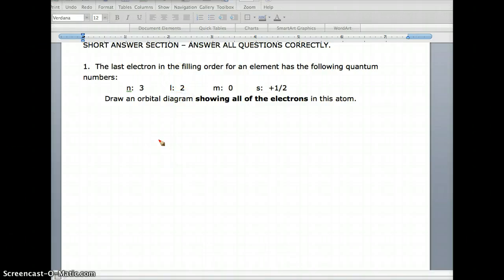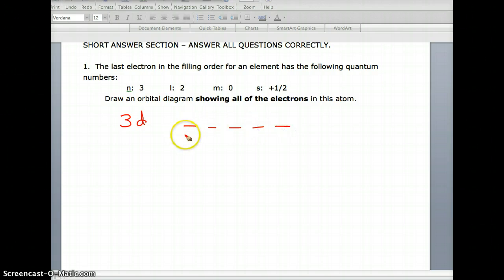So here we're doing the short answer section, and once again the tests were different, but the logic is all the same. n equals 3, l equals 2, so a 3d element. If we look at the 3d sublevel, there'd be 5 orbitals. By convention, we said we're going to go -2, -1, 0, 1, and 2. And so that means we're talking about this orbital.